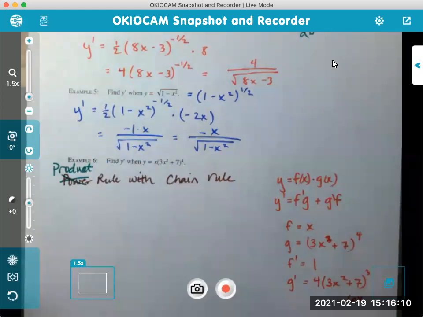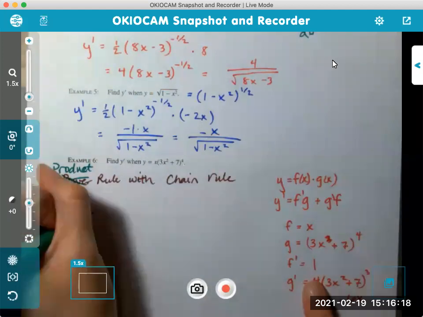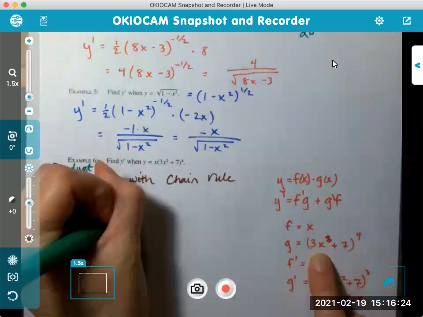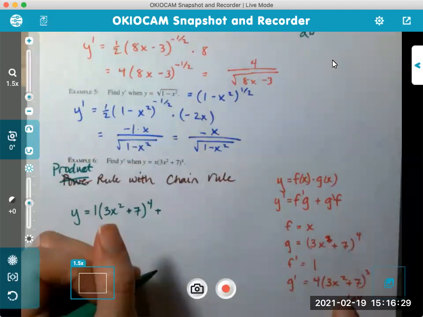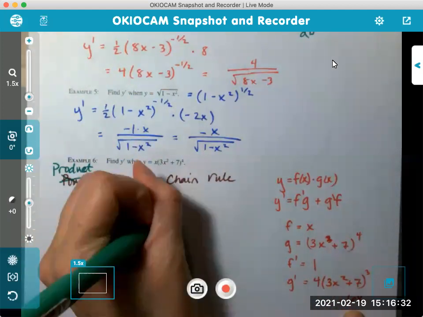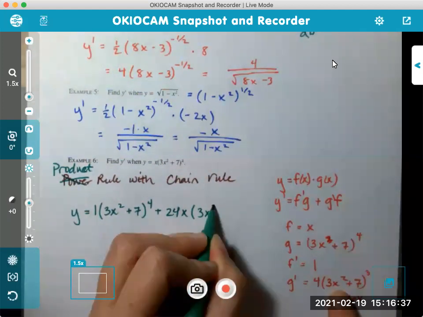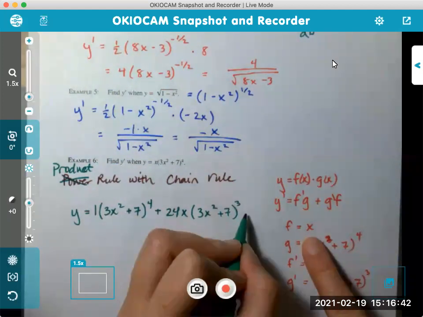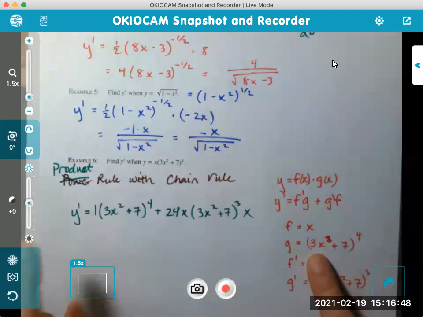So now over here, if we just want to follow y prime, f prime, that's 1 times g, which is 3x squared plus 7 to the fourth. Now plus g prime. You can rewrite this, or you can say, okay, 4 times 6 is 24x times 3x squared plus 7 cubed, and then times f, which is x. So cleaning it up, and I forgot my prime.